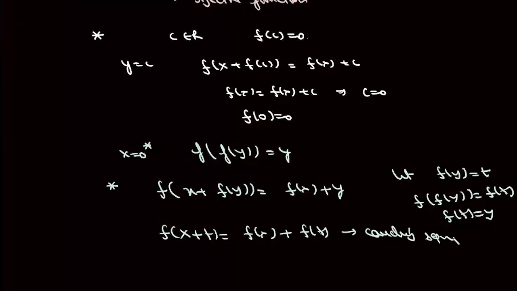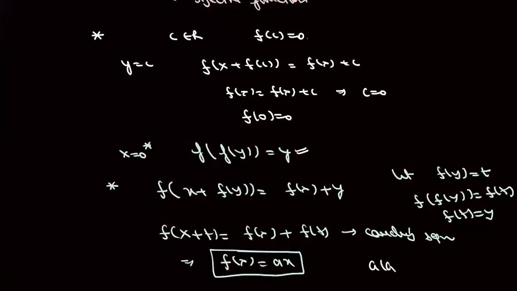And since we are given this condition of continuity, we'll get the solution f(x) equals ax. Now we can also find the value of a because we know f(f(y)) equals y. So a(ay) will be equal to y. That is, the value of a will be either plus 1 or minus 1. So this function f(x) will be either plus x or minus x, and that is the answer to this question.